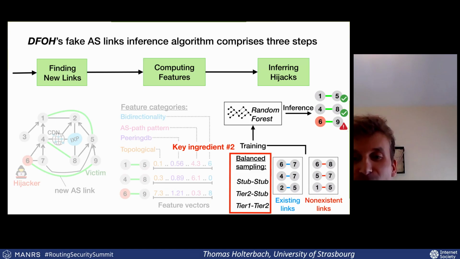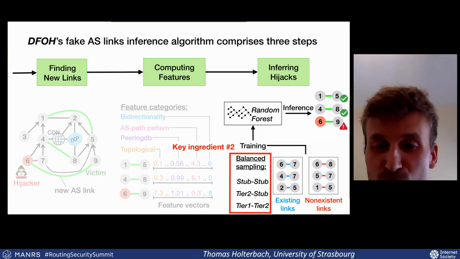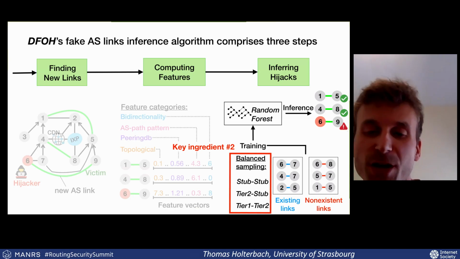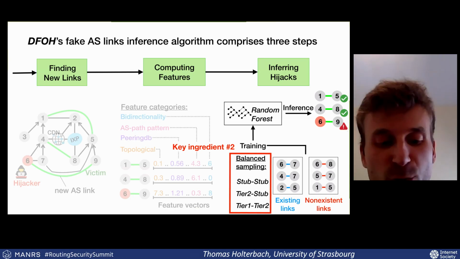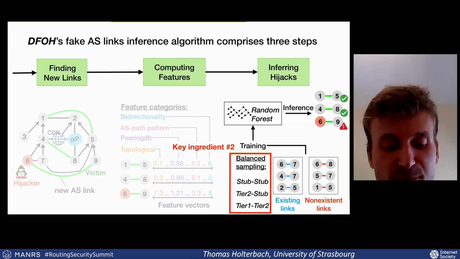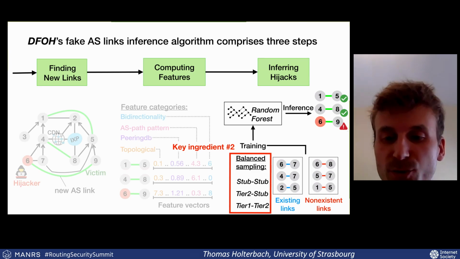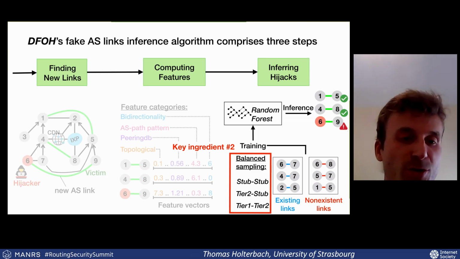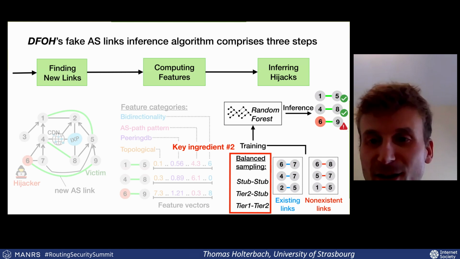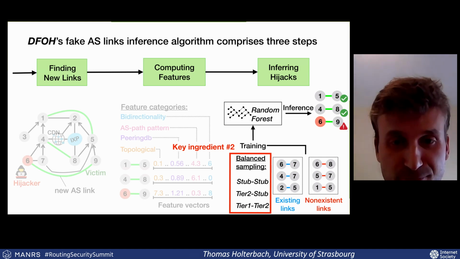So this is where we plug in our key ingredient number 2, which is balanced sampling. Here we make sure that we really sample all types of links that exist between all the categories of ASes. So for instance, stub to stub, tier 2 to stub, tier 1 to stub, and so on and so forth, to make sure that DIFO works well in all attack scenarios.